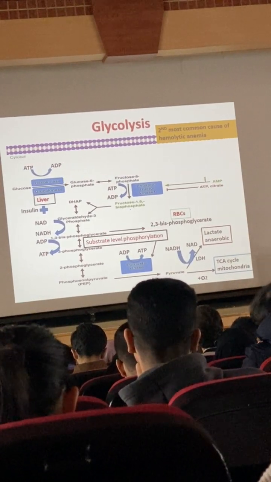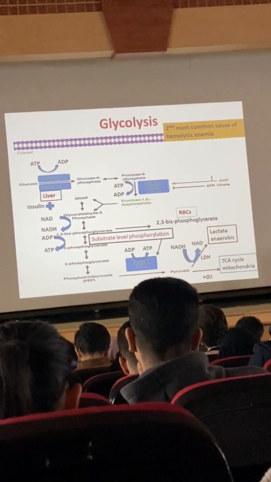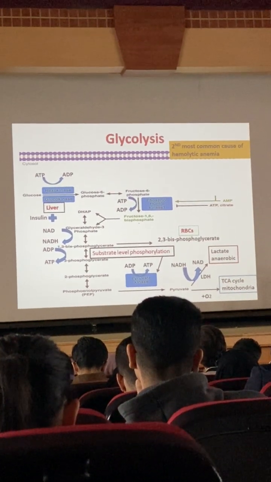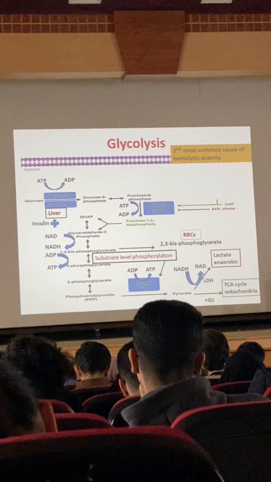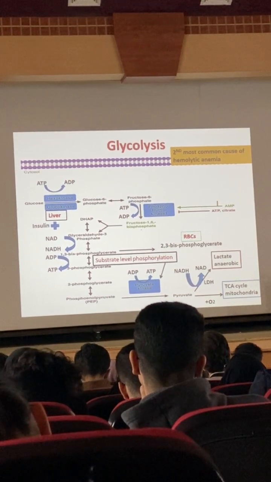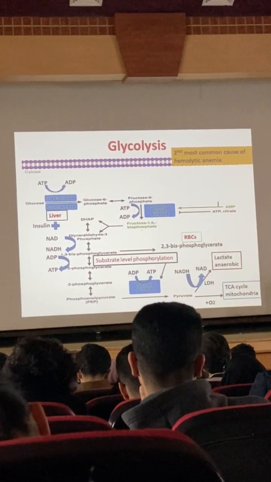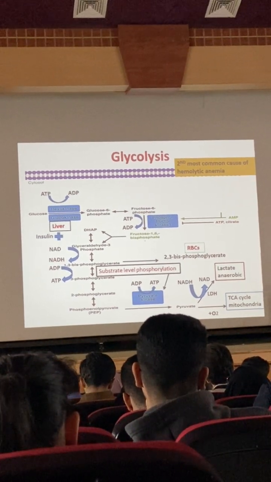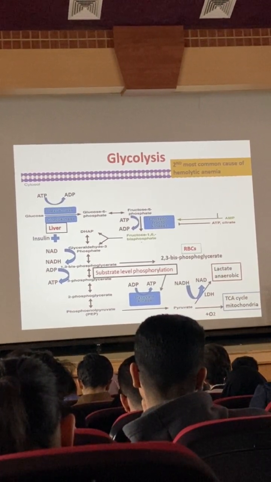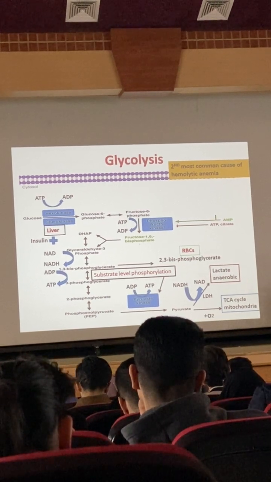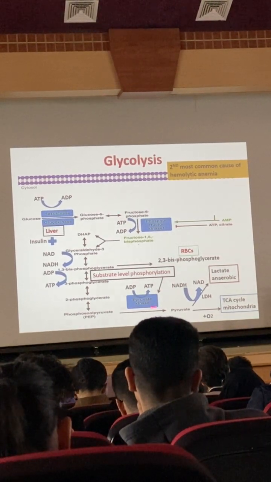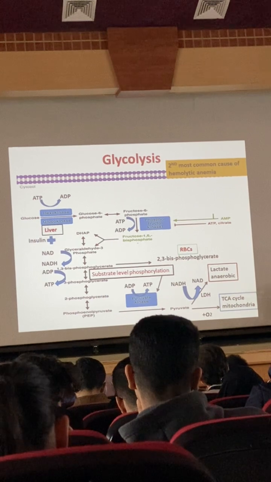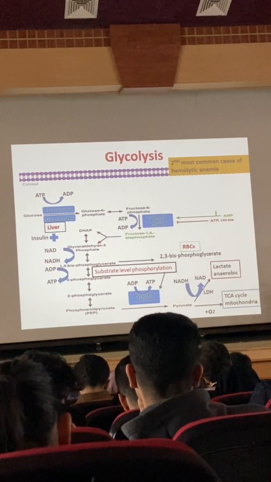A completely defective glycolysis enzyme is incompatible with life. A complete enzyme defect in glycolysis is incompatible with life. But we do have a partial enzyme defect like this: a partial pyruvate kinase defect is caused by hemolytic anemia.